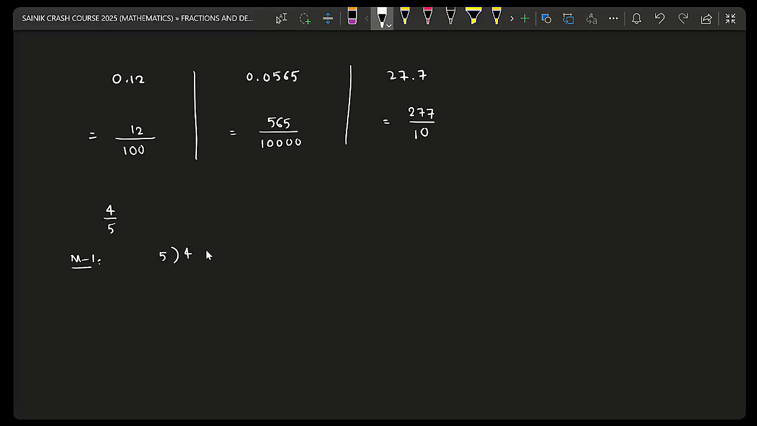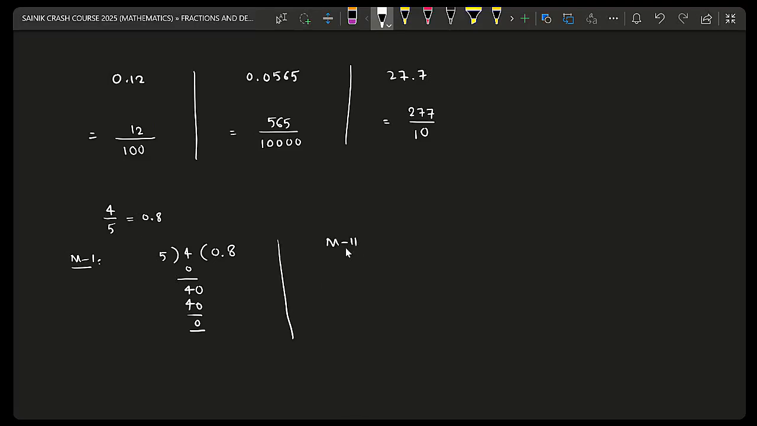I told you already yesterday, if the dividend is less than the divisor, then 0 will always be there in the quotient first. 5 into 0, 0. Then subtract, you'll get 4. Use the decimal point. 4 will receive a 0 here. That is 5 eights are 40 and the remainder is 0. So we got the answer: 4 by 5 converted into decimal form is 0.8. Then what is method number 2?